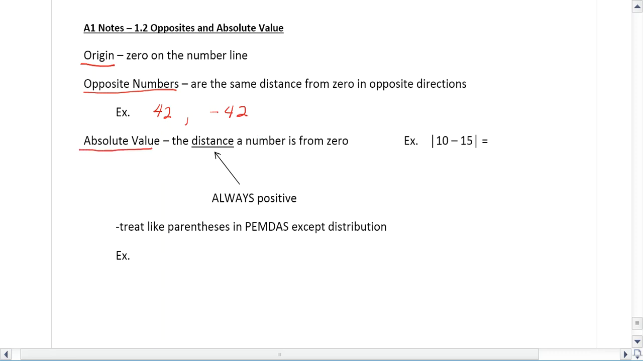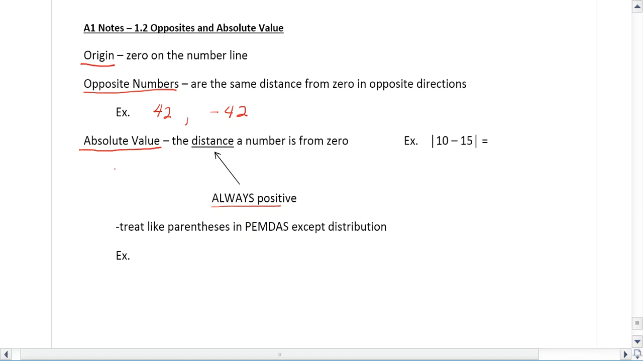Absolute value. Absolute value is defined to be the distance a number is from 0. And I underlined this word distance because when you're talking about a distance, it cannot be negative. You cannot travel a negative distance. Distance is always positive, and that really is another definition of absolute value, is to say always positive.